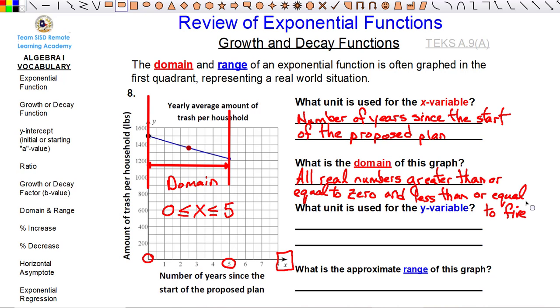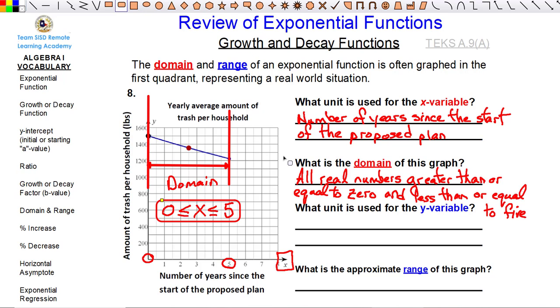So the domain would be all real numbers greater than or equal to 0 and less than or equal to 5. And the inequality, the way it's written, is like this. By the way, you may need to pause this video and go back and copy down all these inequalities, because that is a part of your assignment. It's helpful. It's part of the learning process. So in this particular problem, it's all x values greater than or equal to 0 and less than or equal to 5.